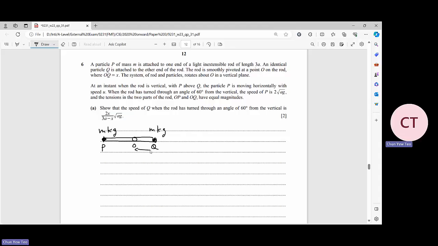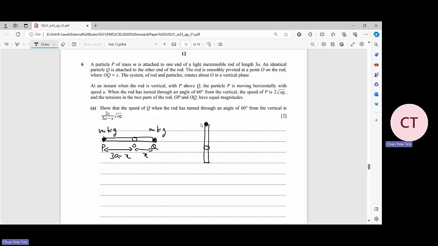The distance here is 3x. The distance here is x, and another distance here is 3a minus x. Okay, this distance is 3a minus x. At the instant where the rod is vertical, so when the rod is vertical, the particle P is moving horizontally with the speed u.